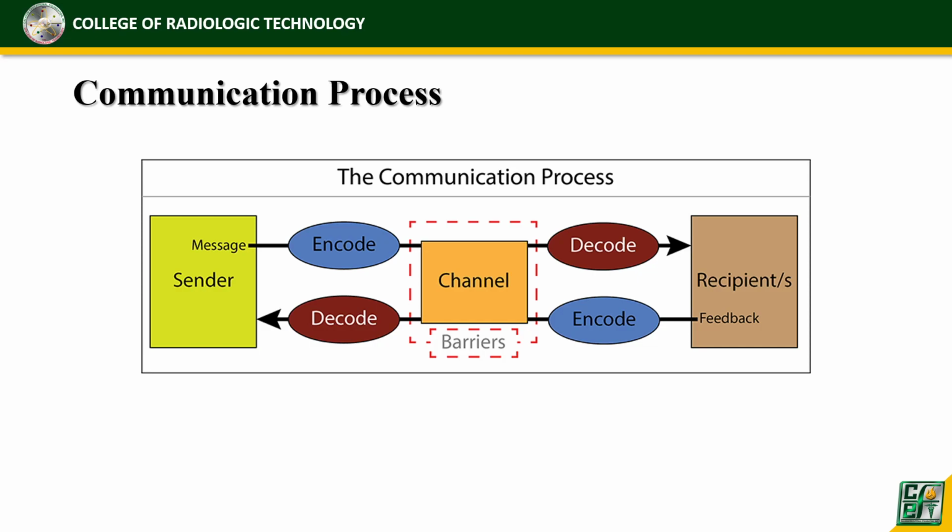After which, the sender may solicit feedback from the recipient. The recipient will send the feedback using the same method or process as the sender sends the message. So as you can see, there are barriers illustrated around the channel.